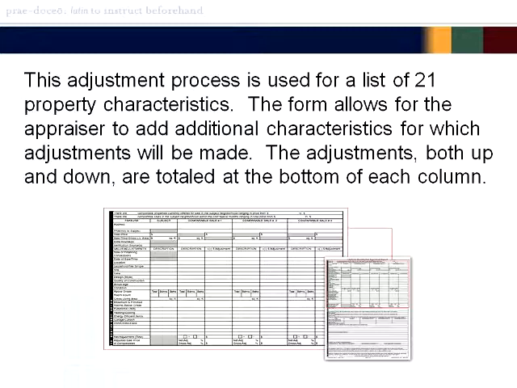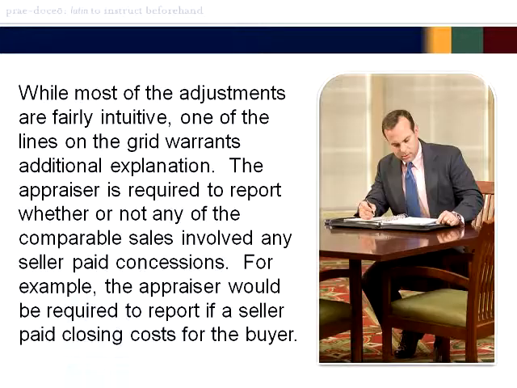This adjustment process is used for a list of 21 property characteristics. The form allows for the appraiser to add additional characteristics for which adjustments will be made. The adjustments, both up and down, are totaled at the bottom of each column. While most of the adjustments are fairly intuitive, one of the lines on the grid warrants additional explanation. The appraiser is required to report whether or not any of the comparable sales involved any seller-paid concessions. For example, the appraiser would be required to report if a seller paid closing costs for the buyer.